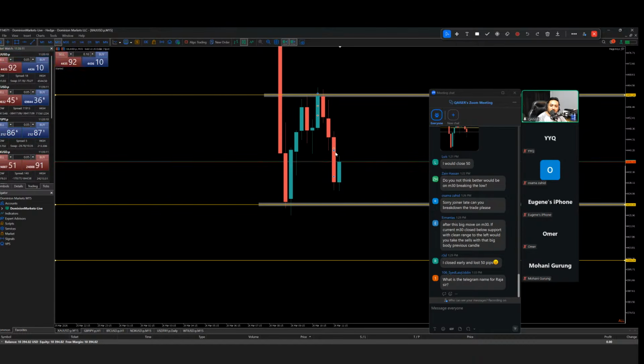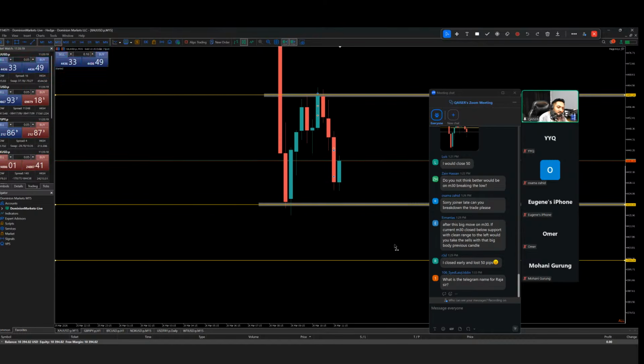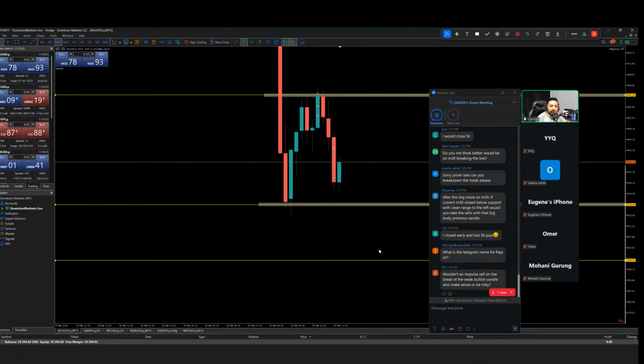So you know what, if this candle is going to create a support and this candle is going to create a, we can break below this support, and depending on the volume it could continue pushing downside. What is this? It's a 4400 level, like a psychological number we are having at 4400, so it could tap into this area. This makes sense. Wouldn't an impulse sell on a break of the weak bullish candle also make sense or be risky?